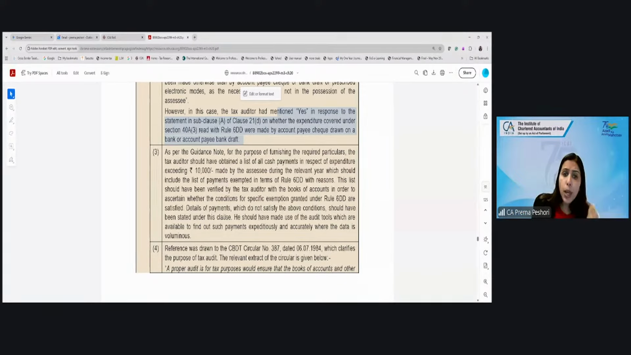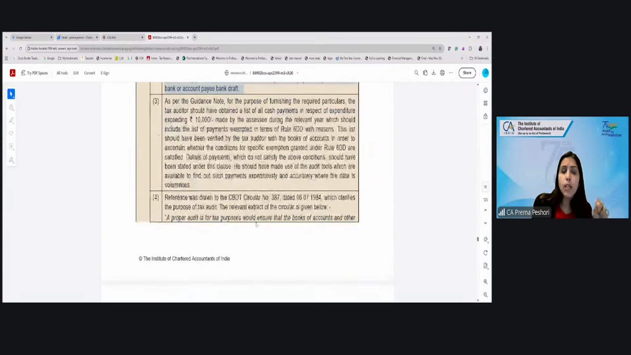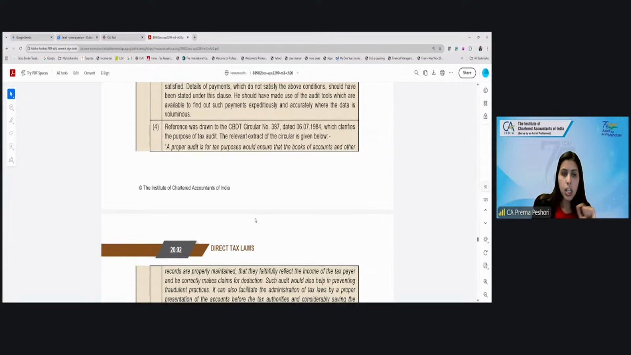The list should have been verified by the tax auditor with the books of accounts in order to ascertain whether the conditions for specific exemption are satisfied. Details of payment which do not satisfy the above conditions should have been stated under this clause. He should have made use of the audit tools which are available to find out the payments expeditiously and accurately where the data is voluminous.